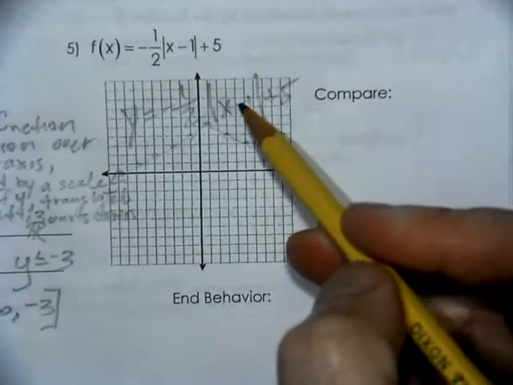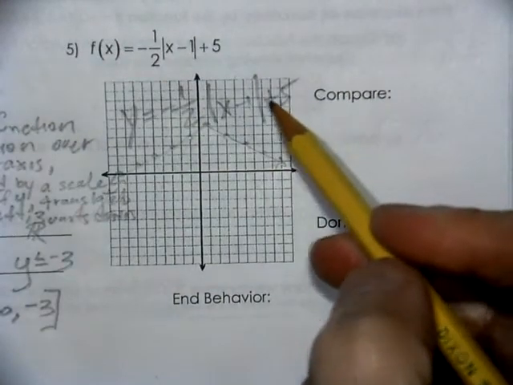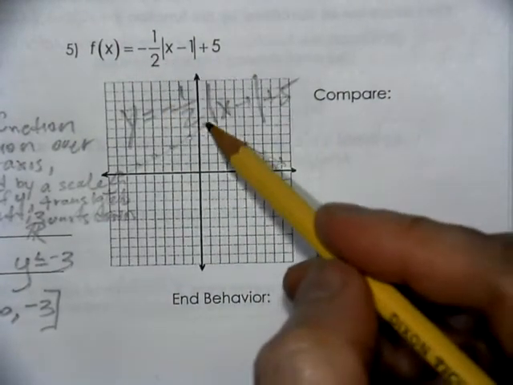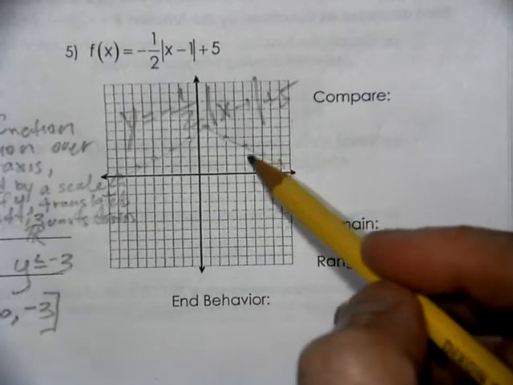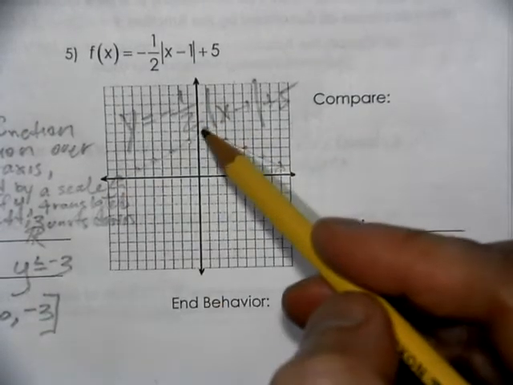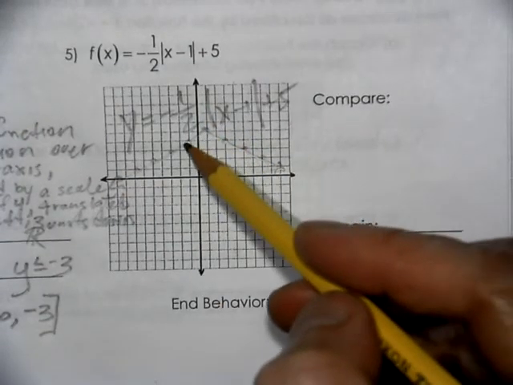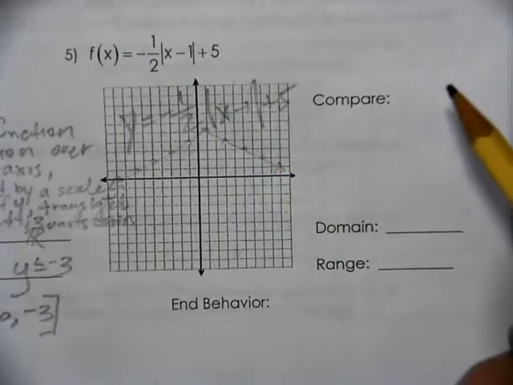So we have a vertex at 1, 5. Then we have our negative half slope, which is down 1 over 2, down 1 over 2, down 1 over 2. And we're going to look the other way also. Down 1 backwards 2, down 1 backwards 2.